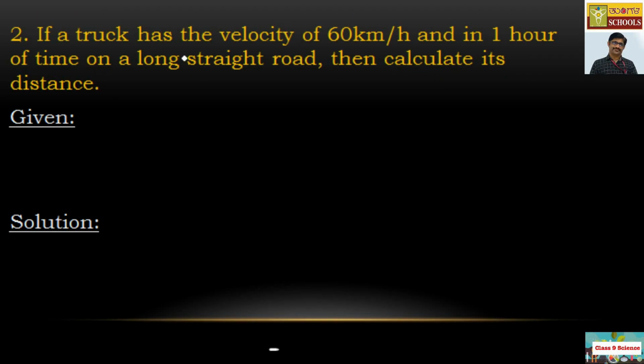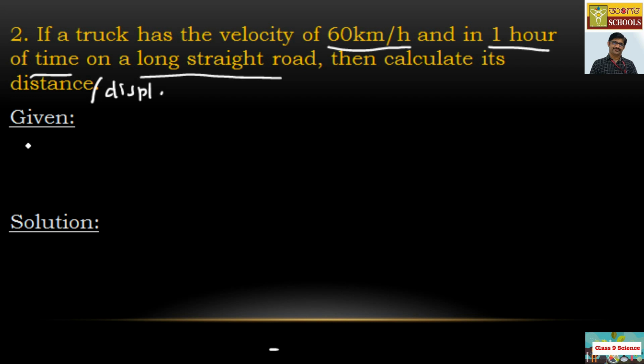Second problem: if a truck has the velocity of 60 km per hour in 1 hour of time along a long straight road, then calculate its distance or the displacement. Okay, a truck has the velocity of 60 km per hour in 1 hour of time. So in this problem keep the time in hours only, don't try to convert it into seconds because it is not required. We are calculating the displacement or distance here. Therefore, you keep it as it is.